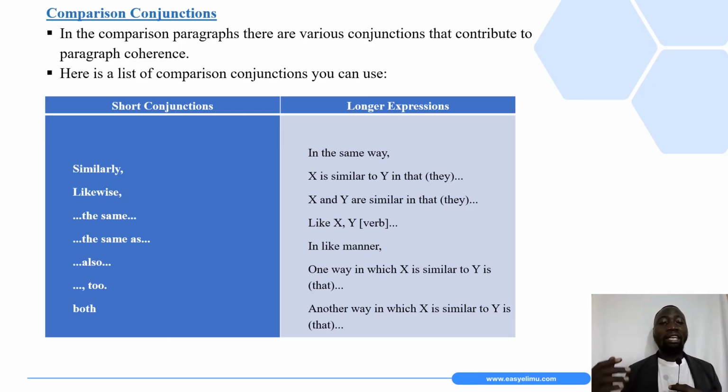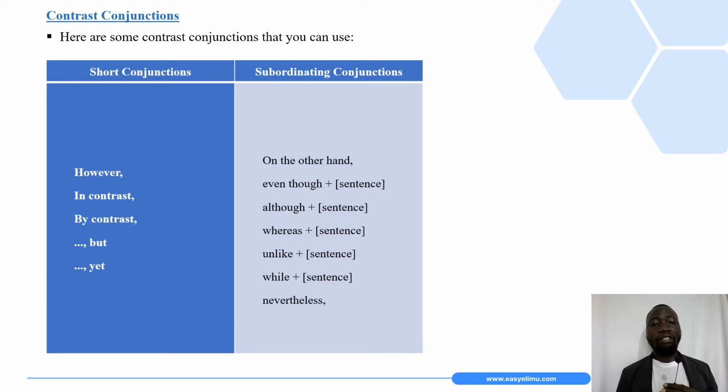So there is a list of comparison conjunctions that we can use to do comparison in our paragraphs so that we make them effective. Again, we also have some contrast conjunctions that we can use when we are trying to identify or show some contrast in our paragraphs. So here are some contrast conjunctions that you can use. We have short contrast conjunctions such as however, in contrast, by contrast, but, yet, etc.